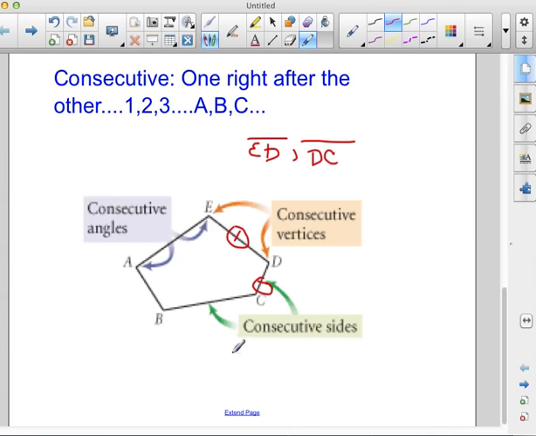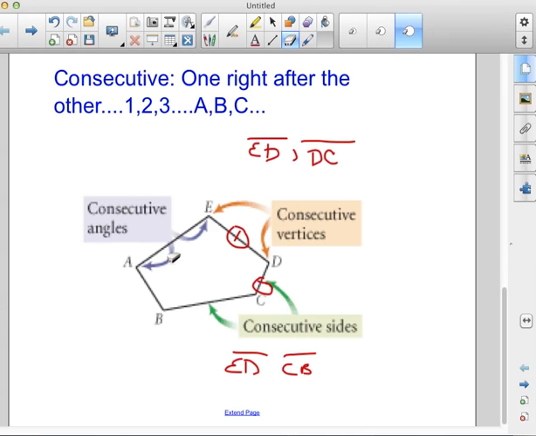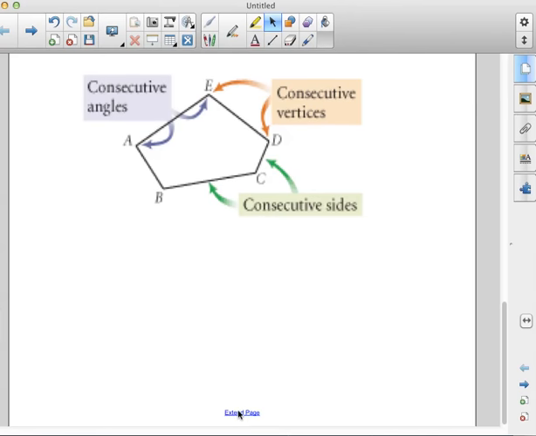So segment ED is consecutive with segment DC. Let's take a look here. Is segment ED consecutive with segment CB? The answer is no, because there is this segment in between them. So we've covered consecutive angles, consecutive vertices, and consecutive sides.